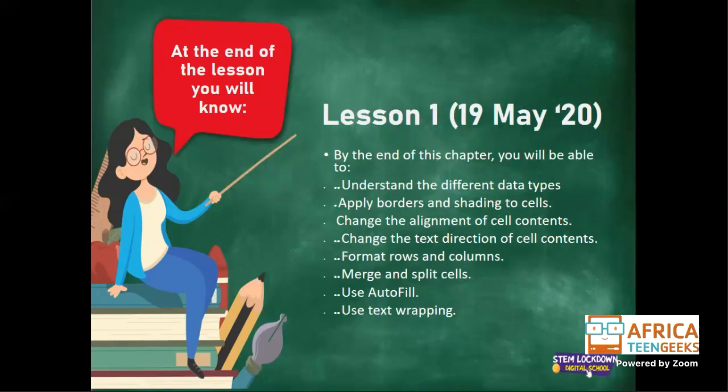Apply borders and shading to cells. That's why we have to make it more interactive and nice. Then we also need to align the content in the cells. You can also change the direction of the cell content. When we format rows and columns, you'll see all this, the new text wrapping. Okay, I'm just about to kickstart now.